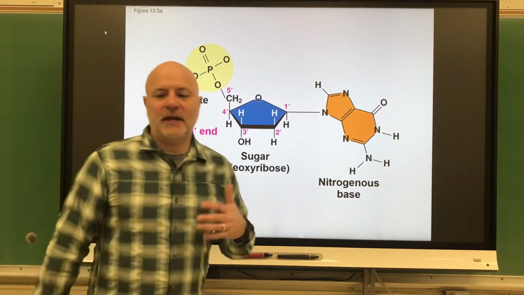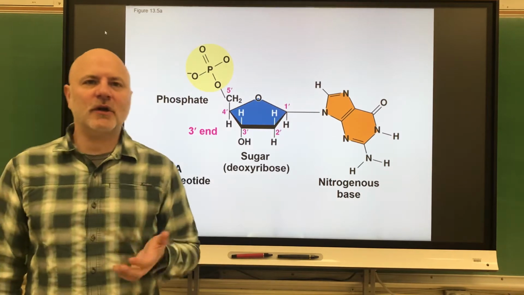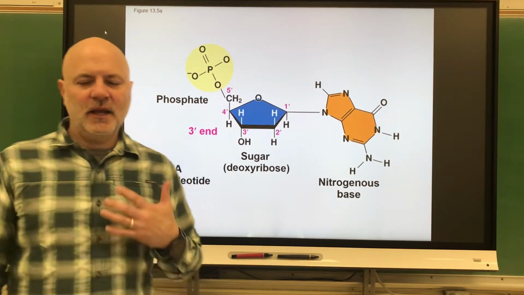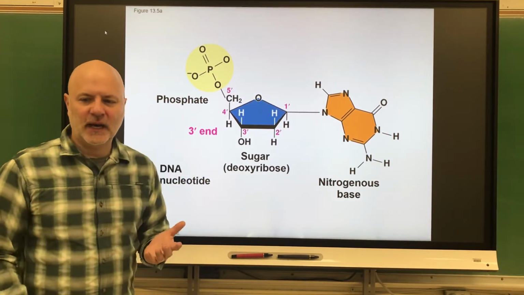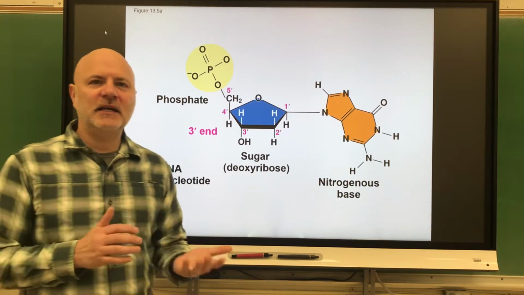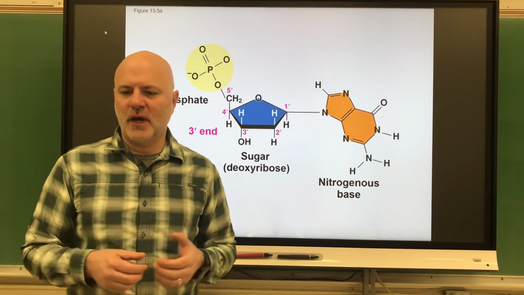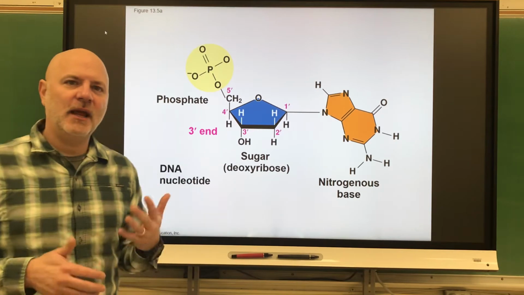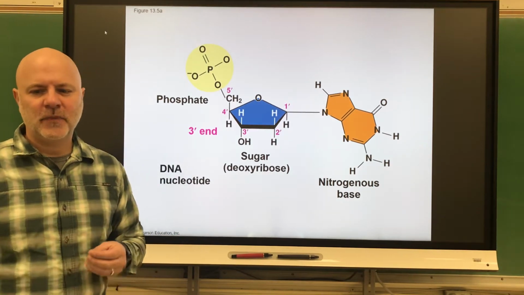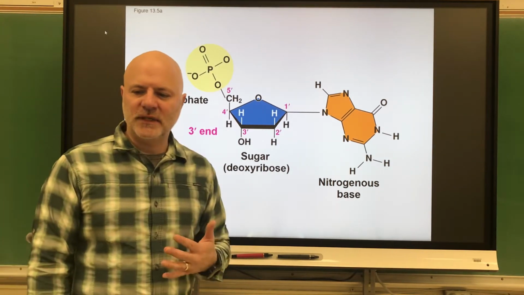So let's take a look at the structure of DNA. And we're starting off with this guy named Phoebus Levene, and this was in 1929. And he determined DNA's main parts, so the main parts of DNA, not its overall shape and structure. So he found that DNA is made of nucleotides.